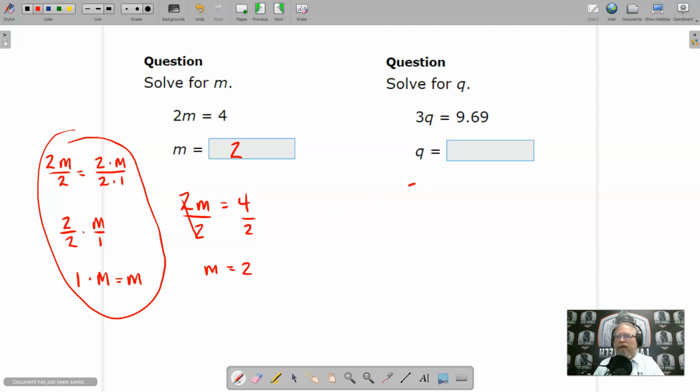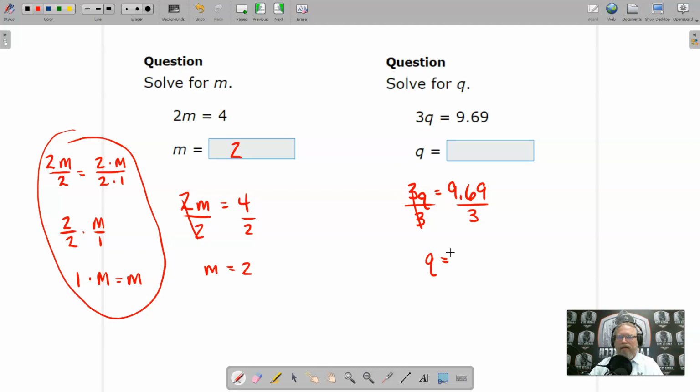On the next one, 3q equals 9.69. So the 3 is tied to the q through multiplication. The opposite operation is division. So we're going to divide by the very number we wish to get rid of, which is 3. And what we do to one side, we do to the other. So the 3's are going to cancel each other, leaving us with q.